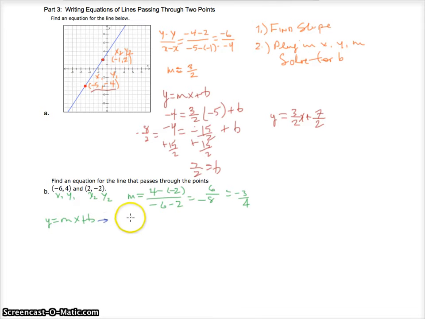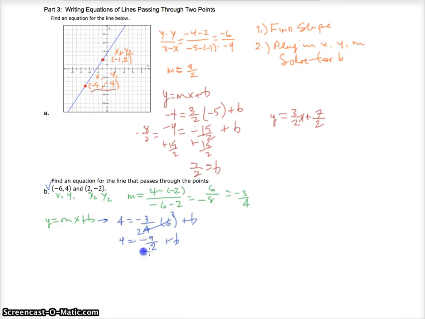I'm going to plug my y, x, and m in. So I'm going to say that 4, I'm going to use this point here, 4 equals negative 3/4 times 6 plus b. I can cancel these, make it 2 and 3. So I'll end up with 4 equals negative 9/4, or excuse me, negative 9/2 plus b.